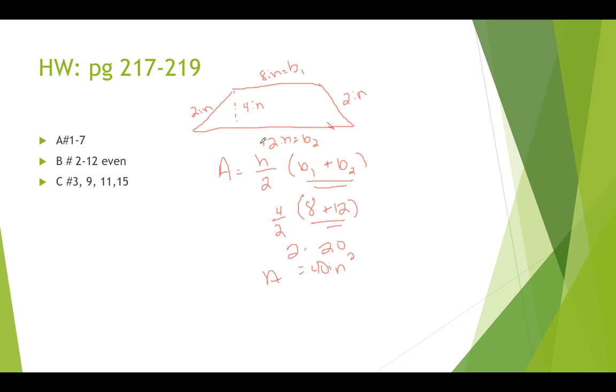Alright, and then to find the perimeter, you just add up all the sides, okay? So perimeter equals 8 plus 2 plus 12 plus 2. Notice I did not include the 4 because the 4 is not on the outside. So this is not included. So 8 plus 12 is 20, 20 plus 2 is 22, 22 plus 2 is 24. So 24 inches equals perimeter.